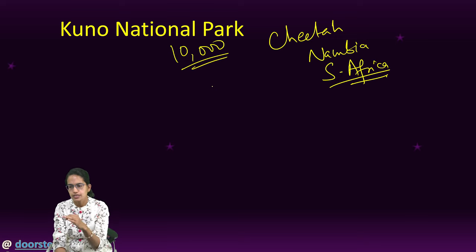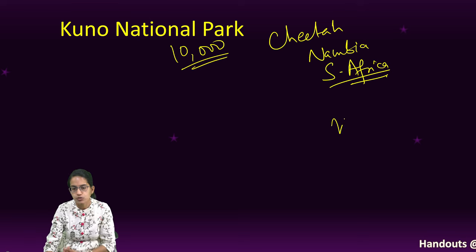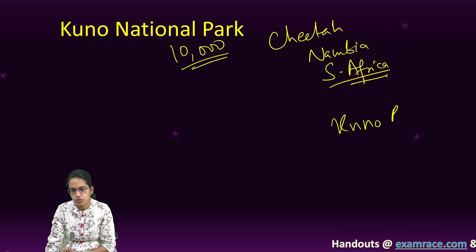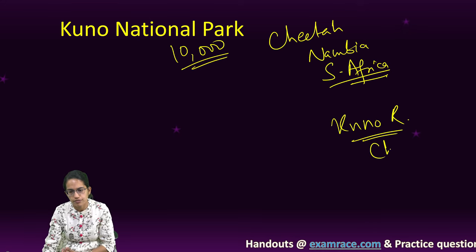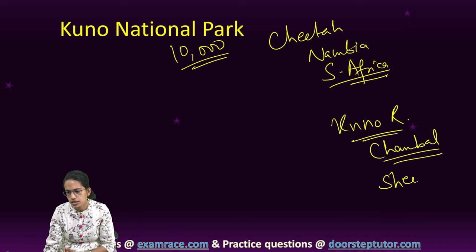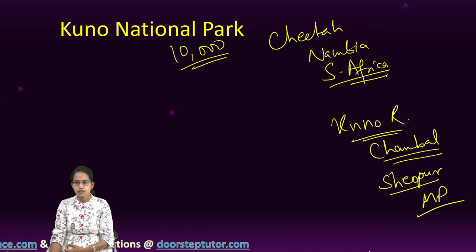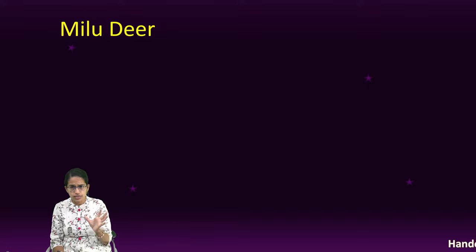Now, with the national park selected here, this is a conservation area where the Kuno River flows. This Kuno River is a tributary of the Chambal River and it lies in the Chambal area. The Sheopur district of Madhya Pradesh is where Kuno National Park is located, and this is one of the important locations for the conservation of cheetah.